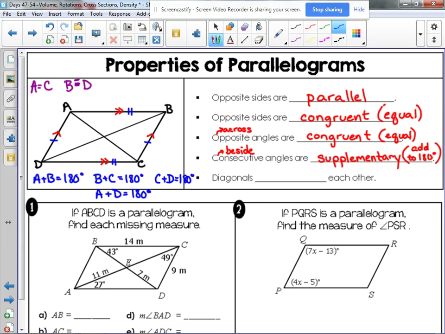Okay, and the last property that we have there is that diagonals bisect each other. We talked about the word bisect the other day. We know that that cuts it in half. Now, when you look at the diagonals of a parallelogram, clearly this diagonal from B to D is longer than the diagonal from A to C, but A to the middle and the middle to C are equal to each other. That diagonal is cut in half, so those pieces are equal to each other. And from D to the middle and from the middle to B, those are equal to each other.